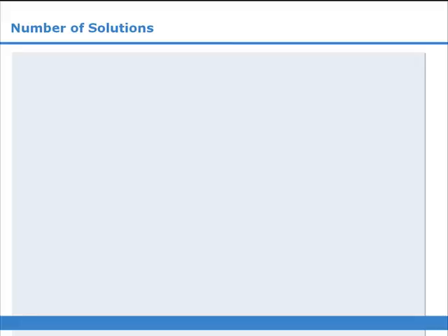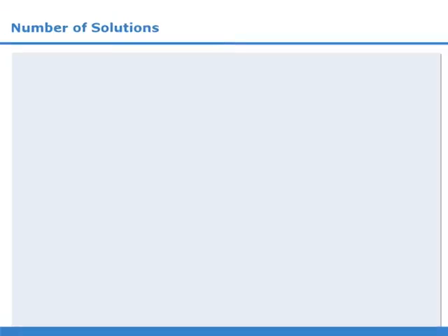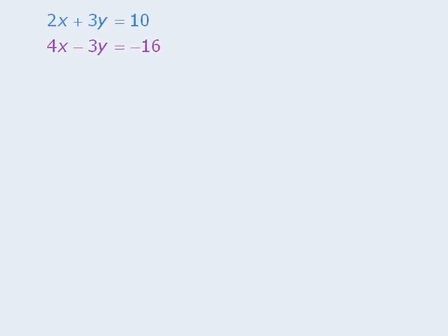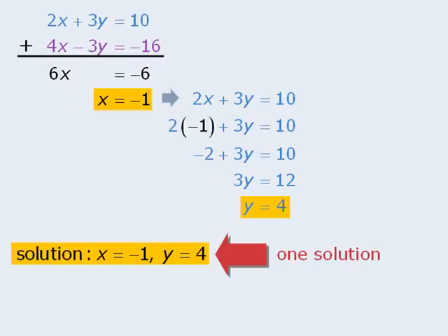In this lesson, we will learn a technique for determining the number of solutions to a system of two equations with two unknowns. Up until now, we have examined systems like this. When we solve this system, we see that it has exactly one solution. The solution here is x equals -1 and y equals 4.